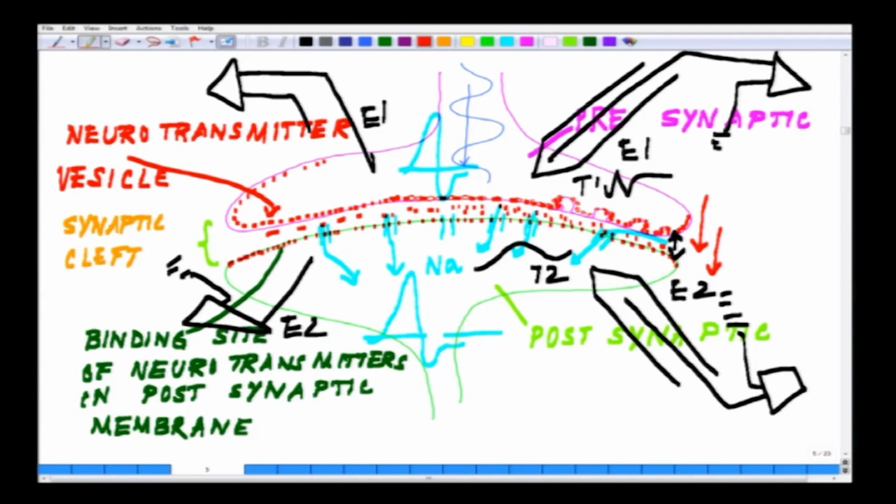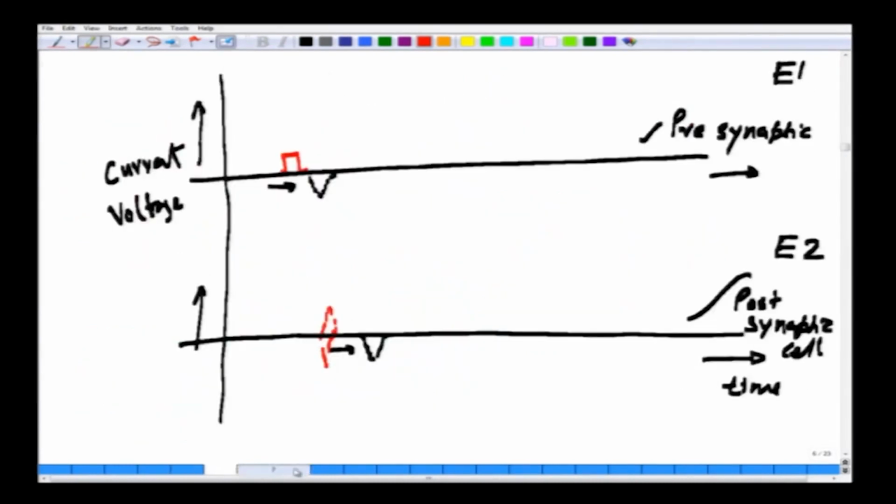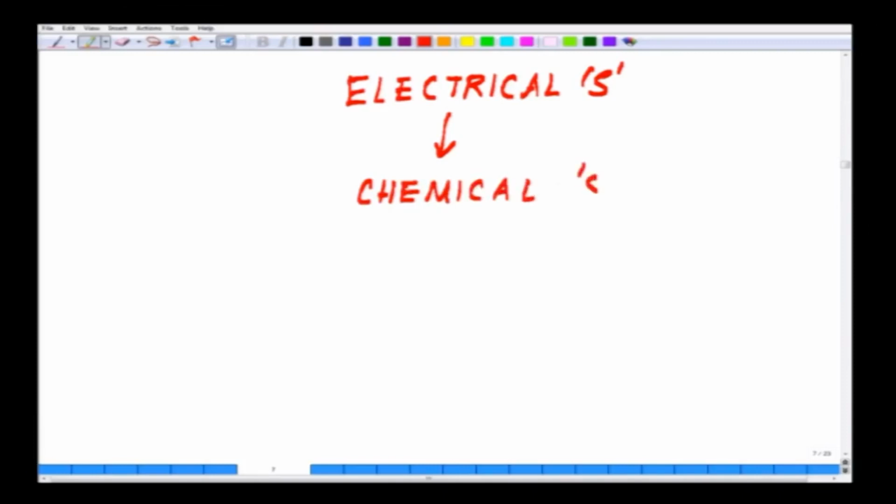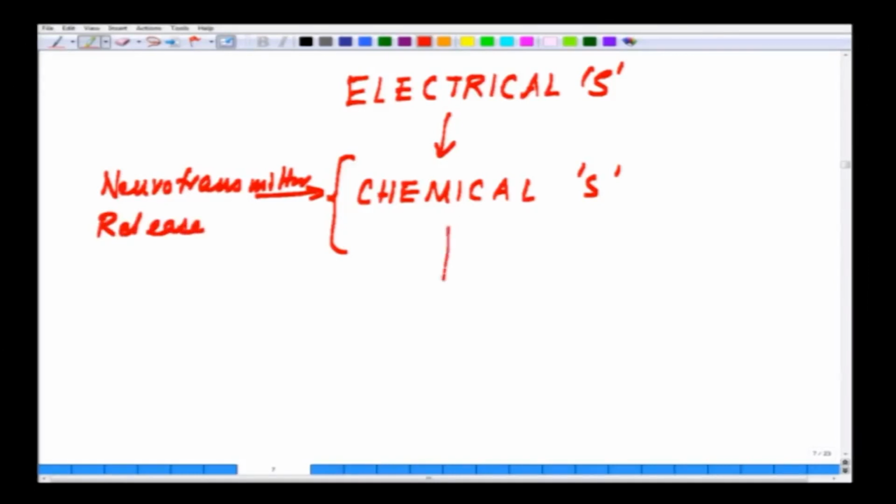So, what essentially happened? If I break it down, first an electrical signal is translated into a chemical signal, S standing for signal, in the form of neurotransmitter release, followed by generation of another electrical signal.